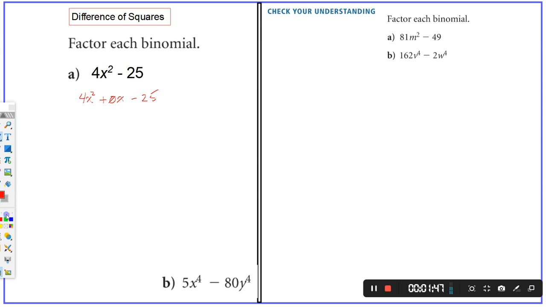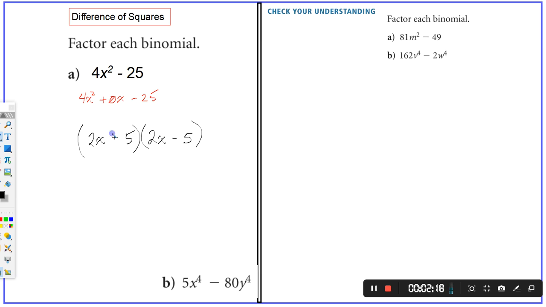So what's our shortcut going to look like? All we have to do is take the square root of the first term, which is going to be 2x, and the square root of the second term, which is 5, and we set up a scenario like this. Now, in terms of our signs, well, we know if we have a negative product on the end that one of them has to be positive and one of them has to be negative.